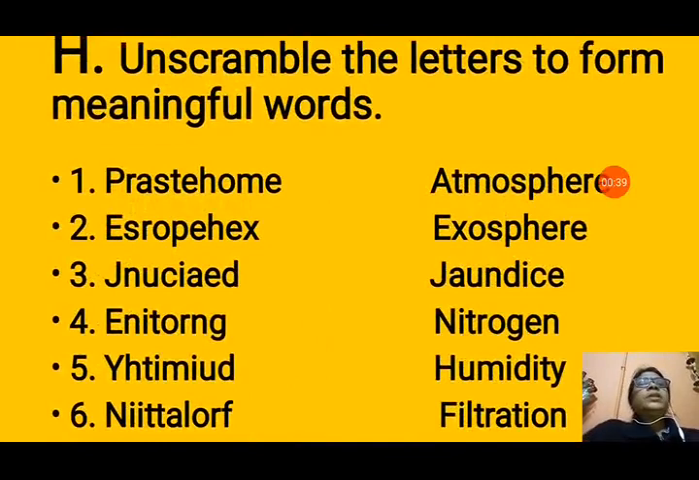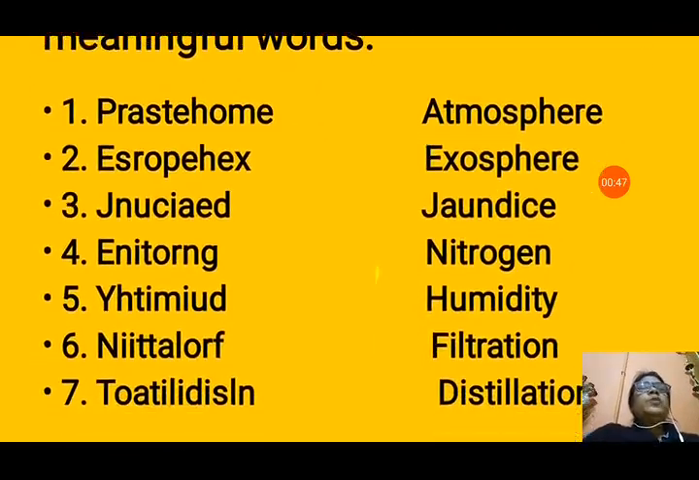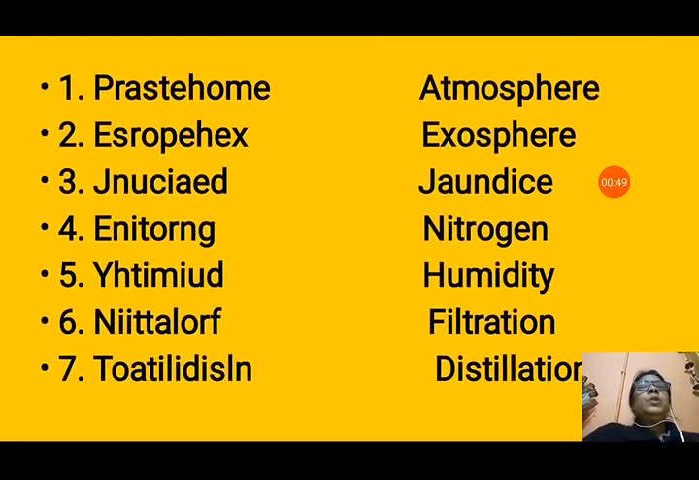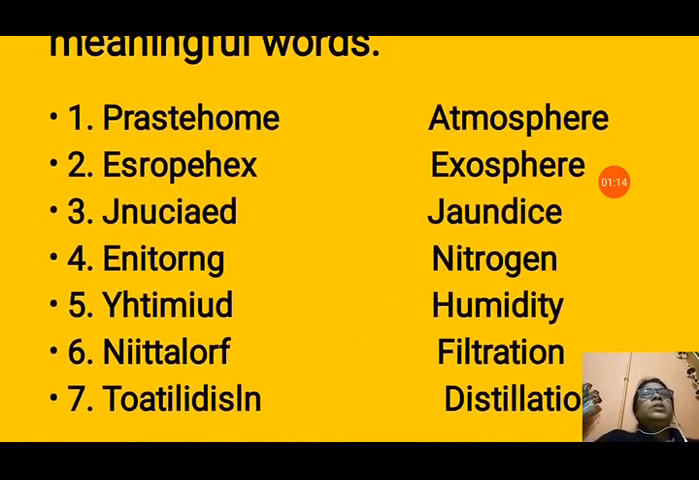Now next question we will see. Fun Time H, that is, unscramble the letters to form meaningful words. Scrambled words are given, and we have to make meaningful words from them. So first becomes atmosphere, second becomes exosphere, third is jaundice, fourth is nitrogen, fifth is humidity, sixth is filtration, and seventh is distillation. So we can see all these are meaningful words made from the scrambled words given on the left side.